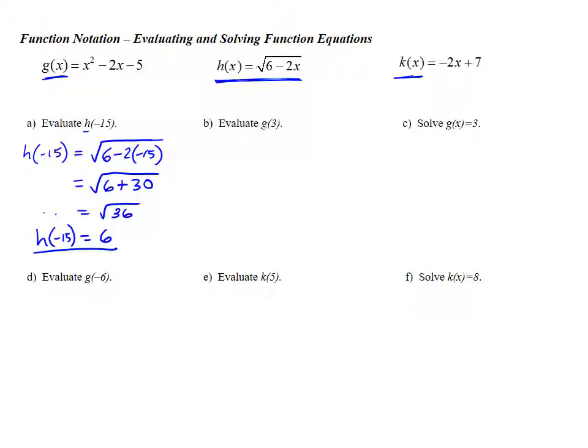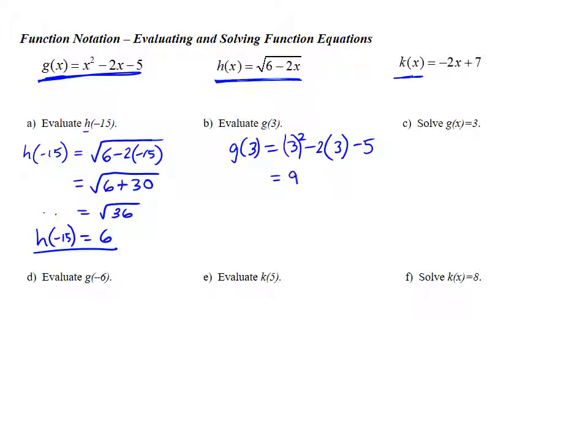Let's do that again. Evaluate g of 3. So now we're working with the function g. So we're over here now. The function g says take the x value and square it. Often it's a good idea to put the value in parentheses. Minus 2 times that x value, which is 3, minus 5.